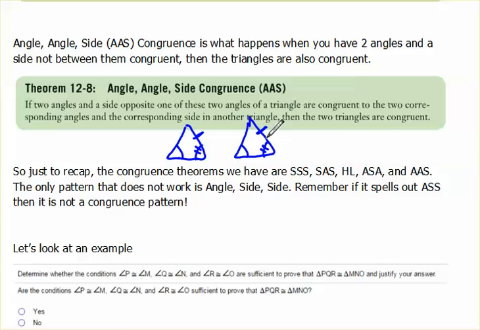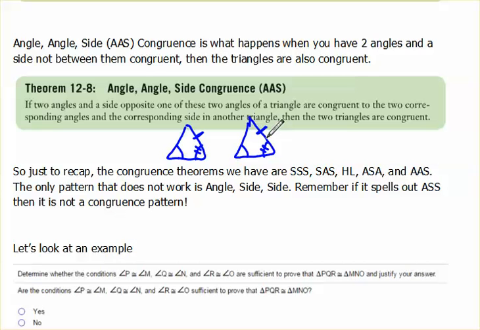Okay, so just to recap our congruence theorems, we have side, side, side, side, angle, side, hypotenuse leg, angle, side, angle, and angle, angle, side. Basically, there are only two patterns that don't work. The first one that we talked about in the last section is angle, angle, angle. You can't say that two triangles are congruent by angle, angle, angle. They'll be similar, which we'll talk about in another section, but they won't be congruent to each other. They won't be identical. The other is angle, side, side.